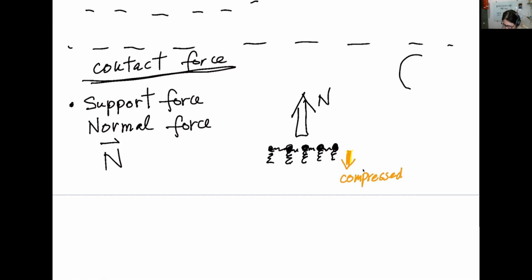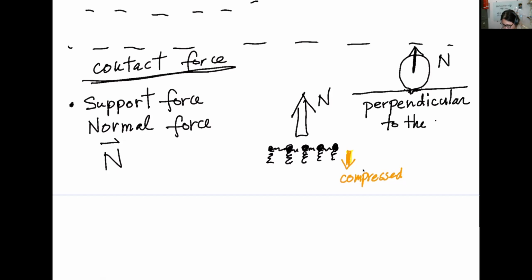So when you have an object in contact with the surface, there is a normal force applied that's always perpendicular to the surface. That's why I say normal force, because it's normal to the surface.